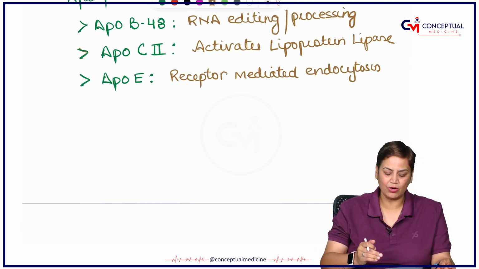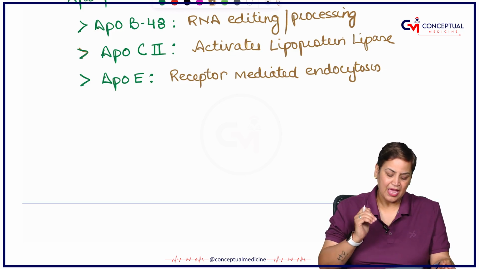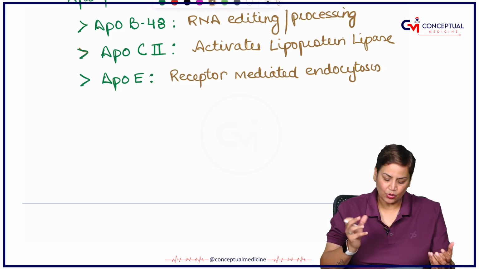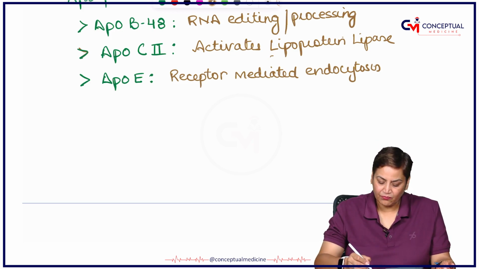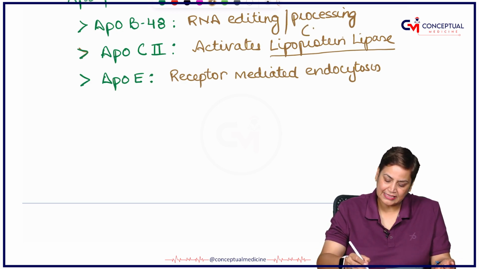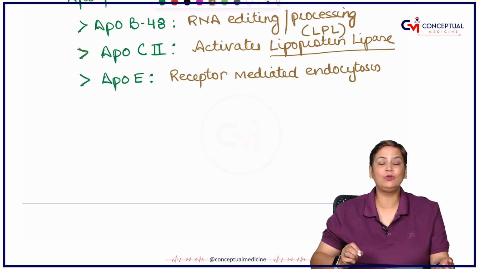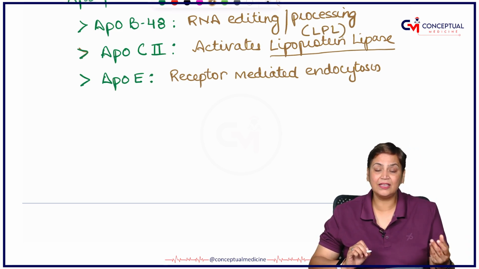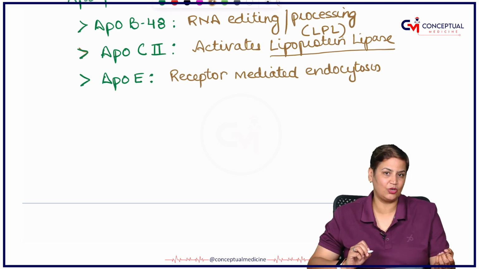First of all, the specific apoprotein is Apo B-48, which is produced in the body by a process known as RNA editing. Apo C-II will activate lipoprotein lipase. Just see the nature of this enzyme. Commonly we will use it as LPL, so I will be using this terminology, LPL. And Apo E is for receptor-mediated endocytosis.